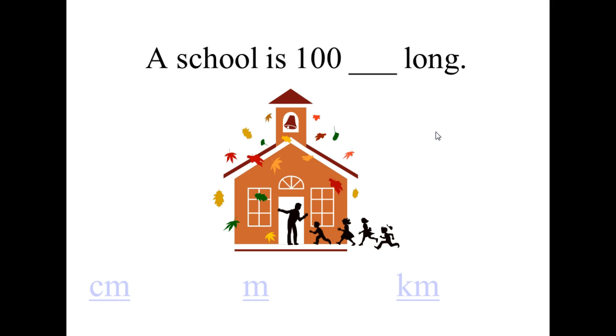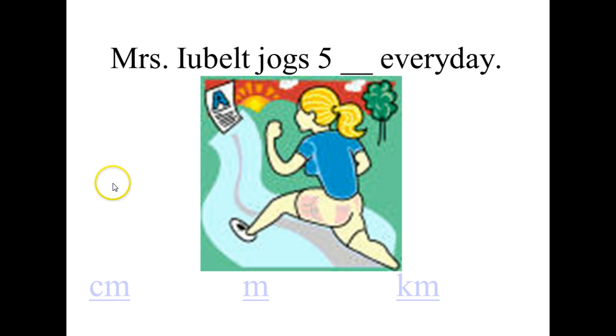A school, doesn't matter which school we're talking about, 100 blank long. Kilometers does not make sense because that would be over 50 miles. Centimeters does not make sense because 100 centimeters is just 1 meter, so a little bit over 3 feet long. It's got to be 100 meters long.